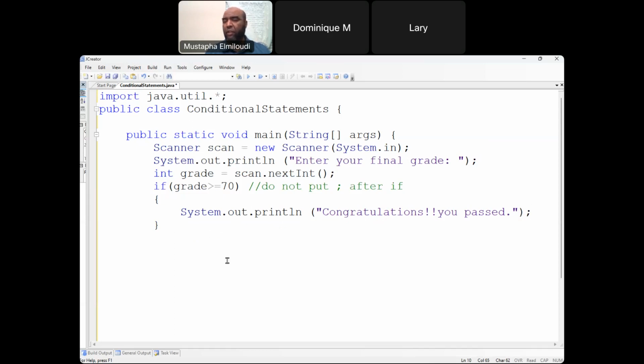Now, what if the grade is not higher? There is something called else. Else means automatically this condition is false. That means basically the opposite of this. That means the grade is not higher. Else means it's not higher than. Whatever the opposite of this is, whatever makes this one false. And then I'm going to put here System.out.println, sorry, you failed.